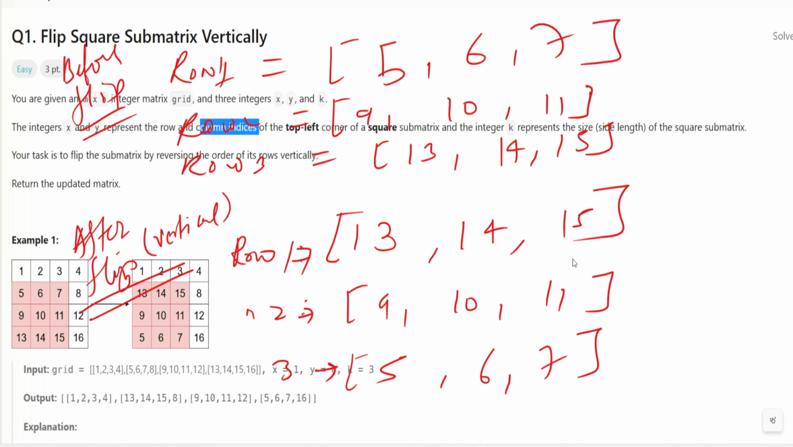Now, in the last step, we have to place it back into the original grid. Give me one second, let me clean it, then you will understand.